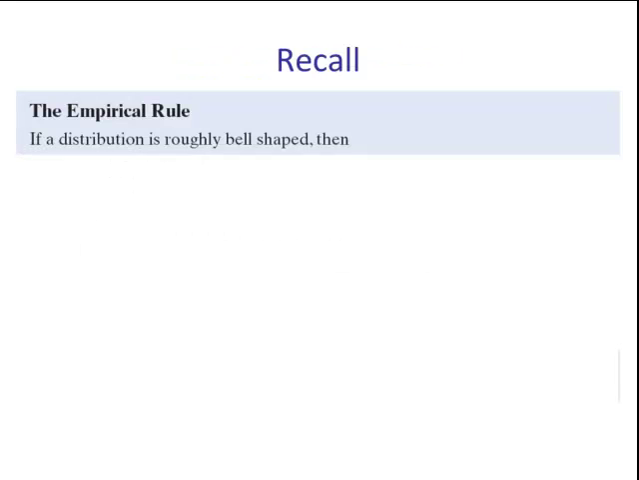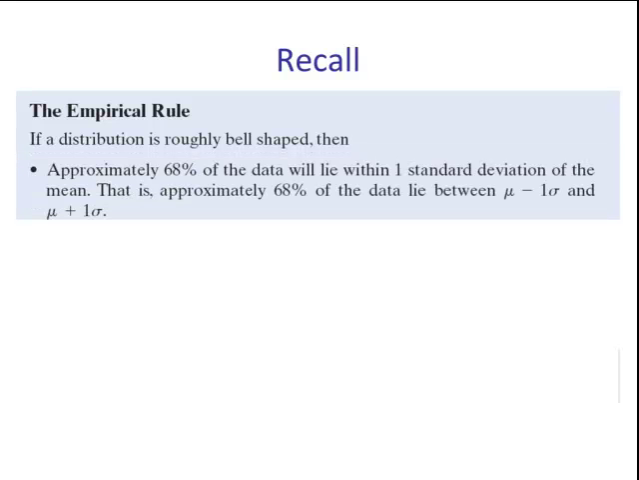The empirical rule. If a distribution is roughly bell-shaped, then approximately 68% of the data will lie within one standard deviation of the mean. So if we go one standard deviation below the mean and one standard deviation above the mean, we expect 68% of the data to be within that interval.